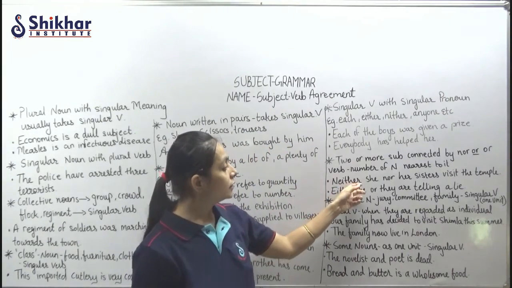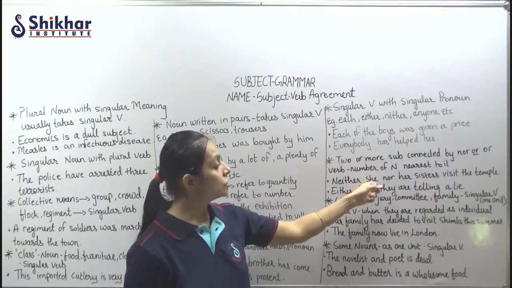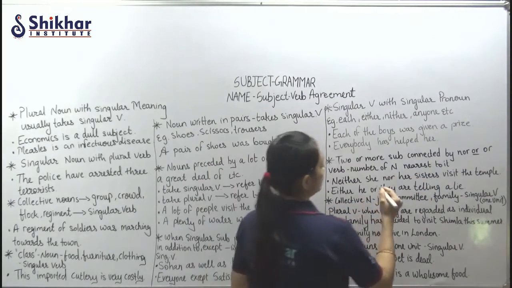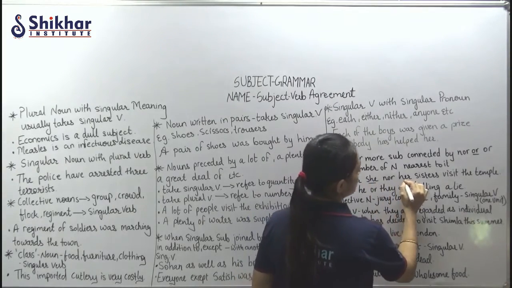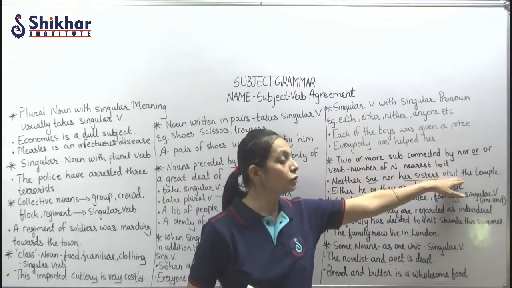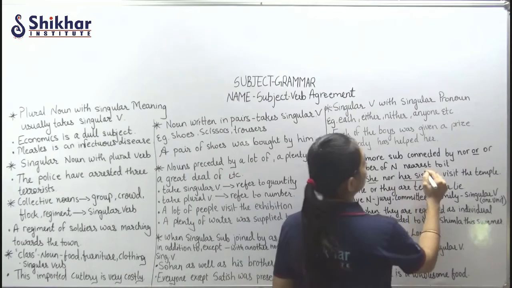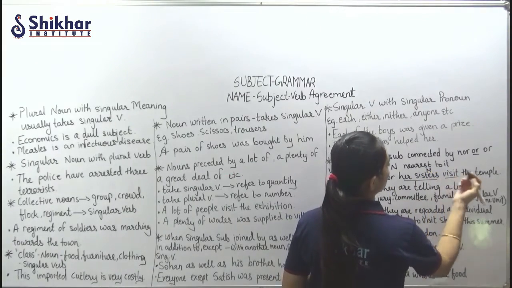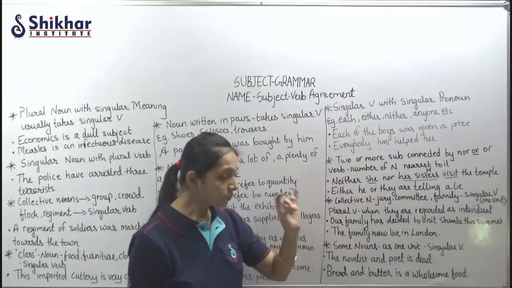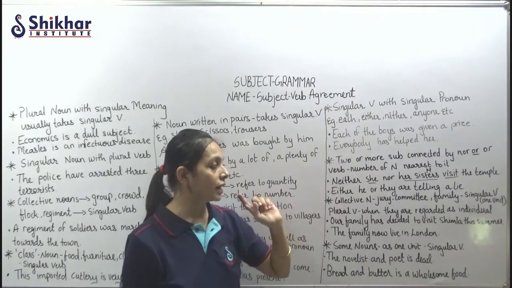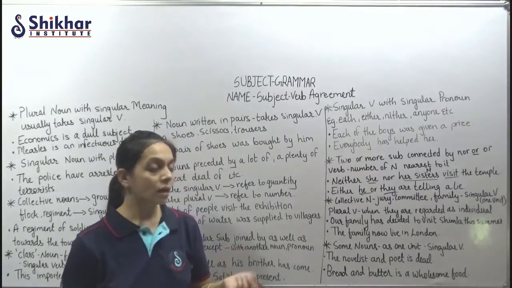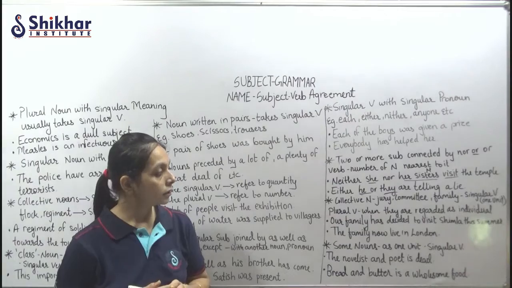See, neither nor. Okay, neither she nor her sisters. So here, when you have to write the verb, she is singular, her sisters is a plural noun. Because the nearest noun is plural, that is why you are going to use the plural verb. Either he or they are telling a lie. So he is singular, but here they, plural, came nearest, so you are going to use the plural verb are, right?